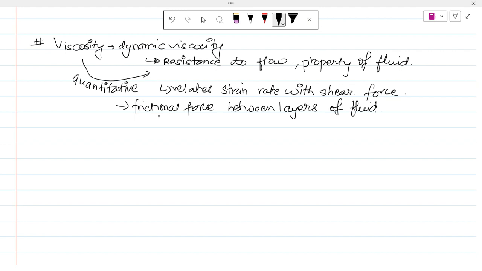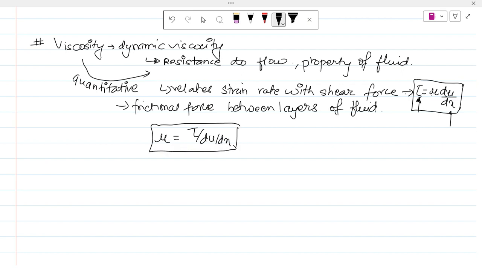As we know, it relates strain rate with shear force. We have tau equals mu, which is our viscosity, times du by dx. This is the shear stress, and this is the strain rate. Hence, viscosity mu is tau upon du by dx. This is our viscosity, or simply dynamic viscosity.